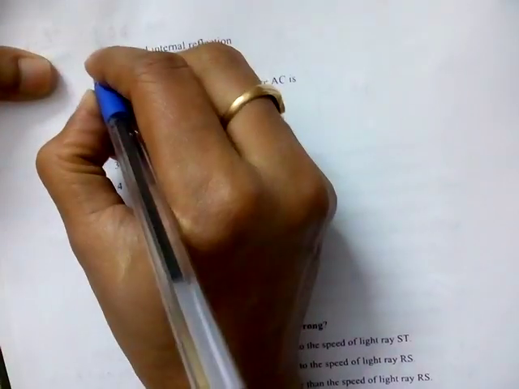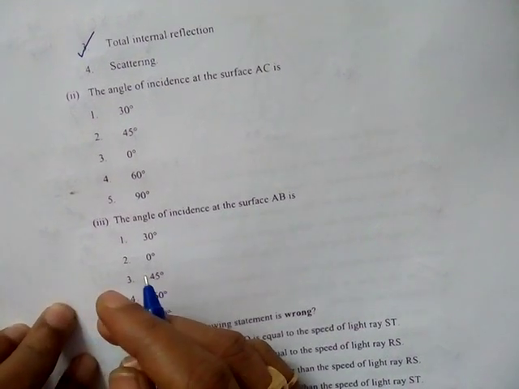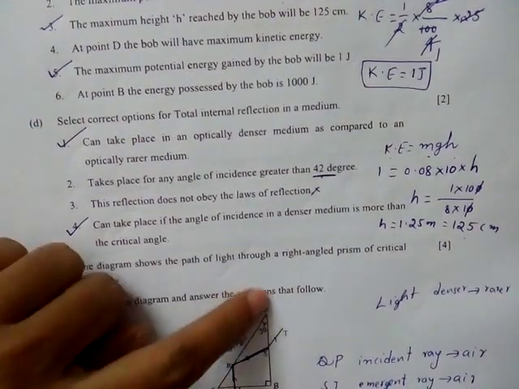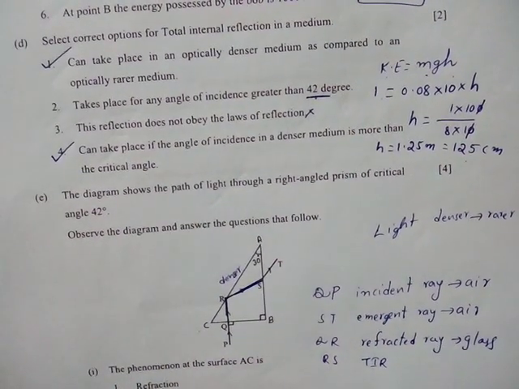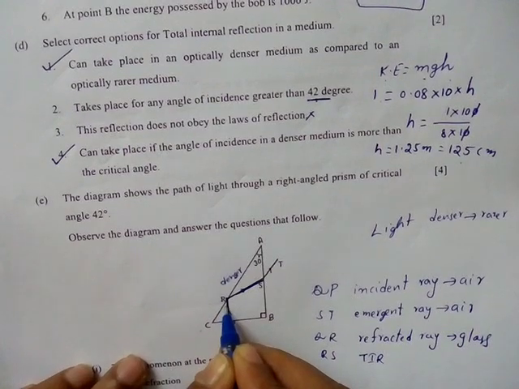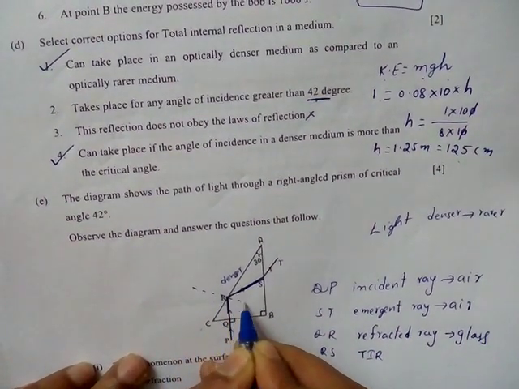So option 3 is correct. Next, the angle of incidence at the surface AC is. Now see here, at AC, what is the angle of incidence? Angles are always measured between the normal and the ray. Remember, don't think this is the angle of incidence. That will be wrong. You have to draw the normal at this point.